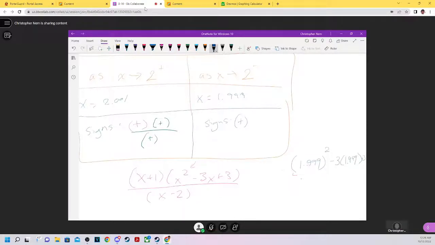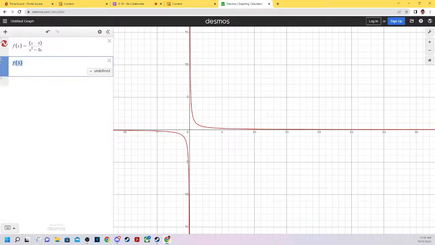Now if I calculate this out, let me just use a calculator real quick, just so I am sure I don't give you guys the wrong thing. Squared minus 3 times 1.999. All I'm checking is if it's positive or negative, plus 3. So it actually turns out to be positive in our case.